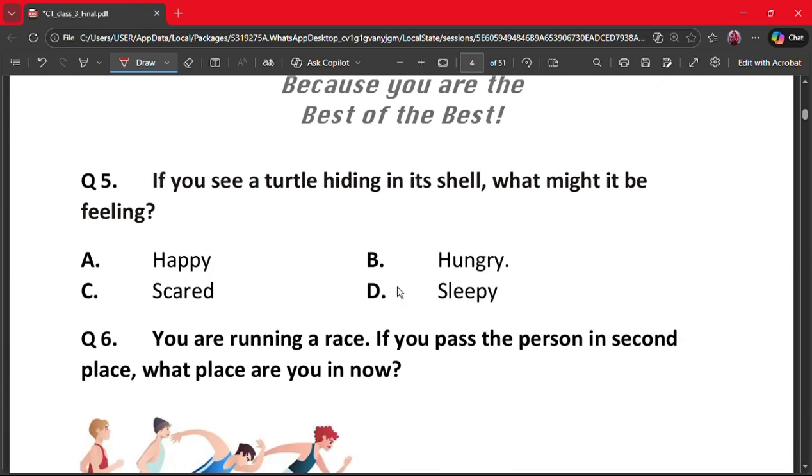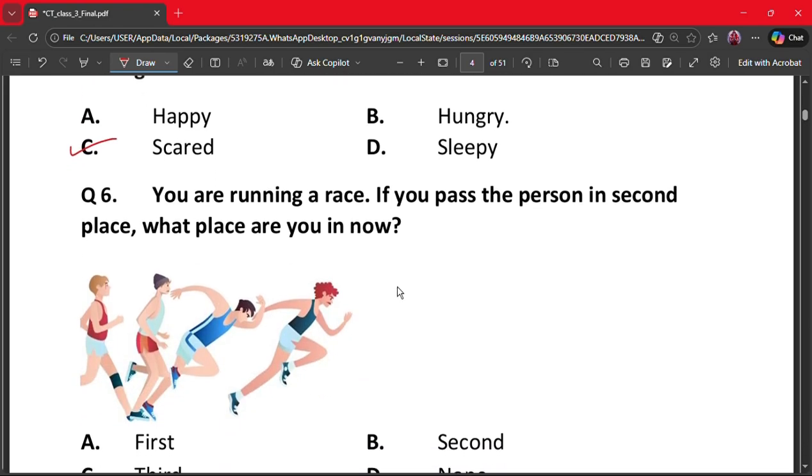Our next question, question number 5. If you see a turtle hiding in its shell, what might it be feeling? A. Happy. B. Hungry. C. Scared. And D. Sleepy. The correct answer is option C, scared. Let's move on to our next question.